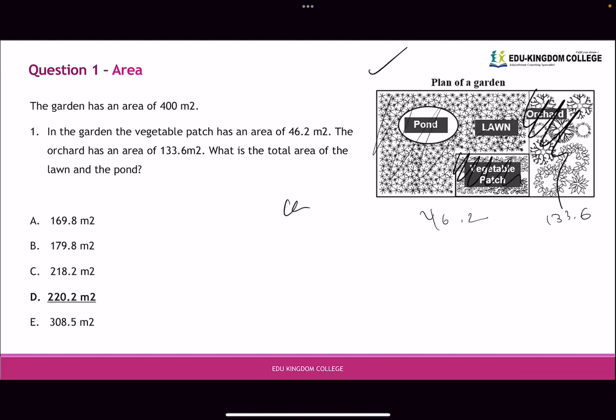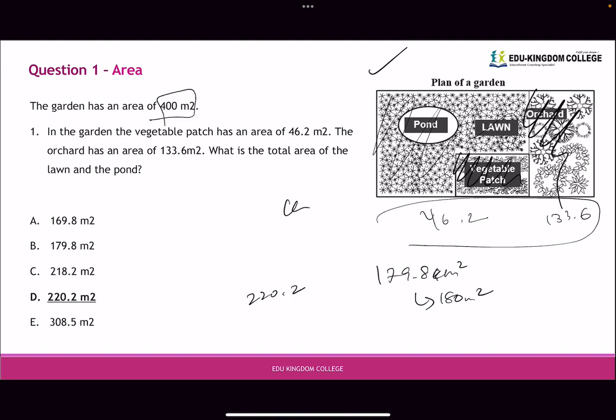I wonder why my pen's gone so thin. Anyhow, these added together are going to be 179.8 meters squared. Let's just say that's basically 180. Now, 400 meters squared minus 180 gives us 220. Then we add the 0.2 that we didn't subtract, so it's 220.2.